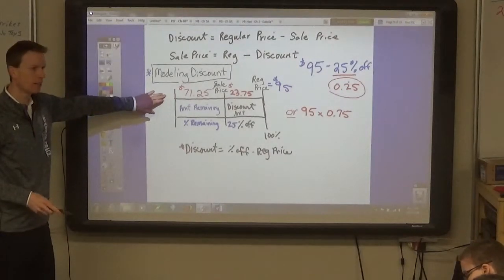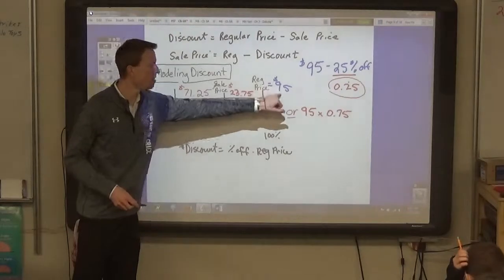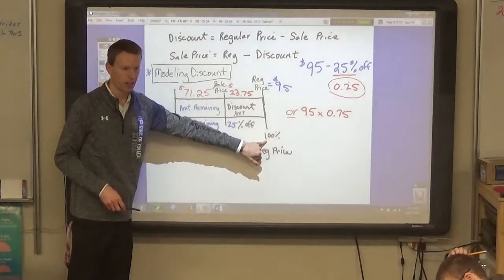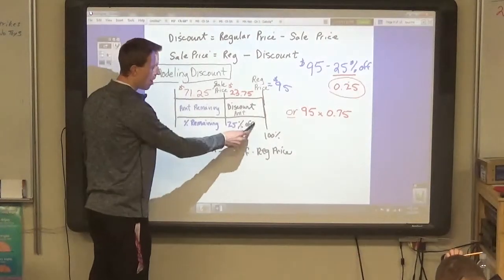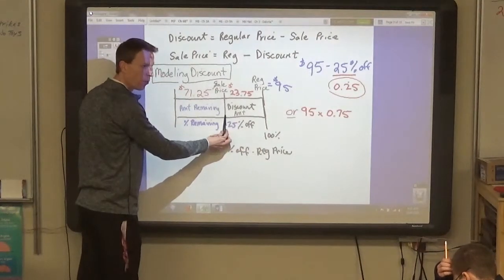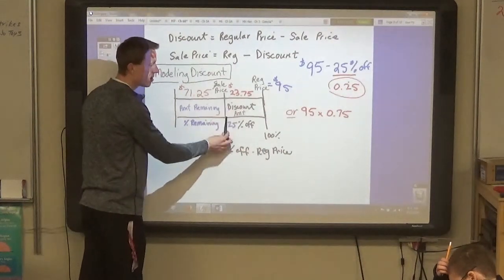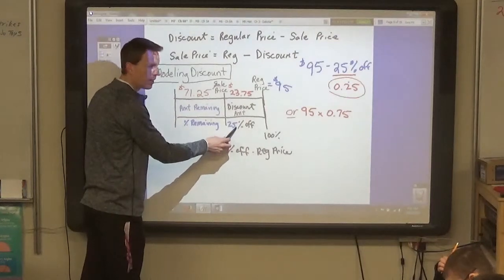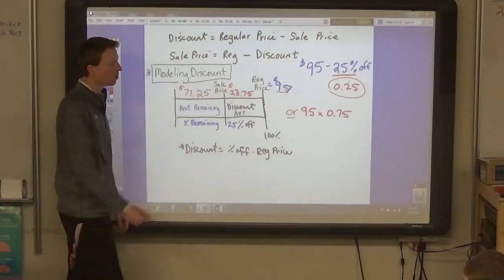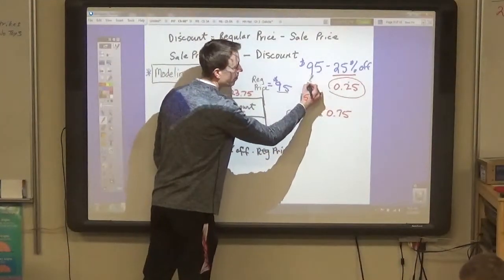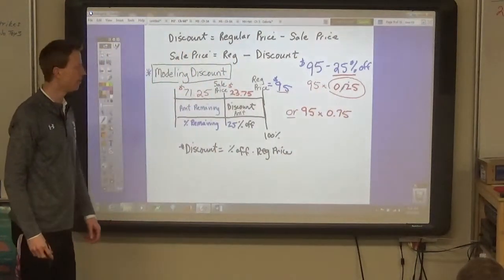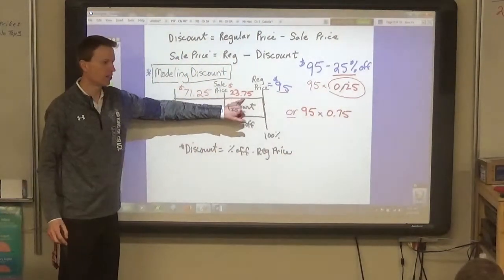Now look at this model. This is what this means. If we're starting with the regular price of $95, that's 100%. And we're going to take 25% off. We have to subtract that amount. We have to find what that amount is by finding what 25% of the original price is. So you do 95 times 0.25, and you get $23.75.